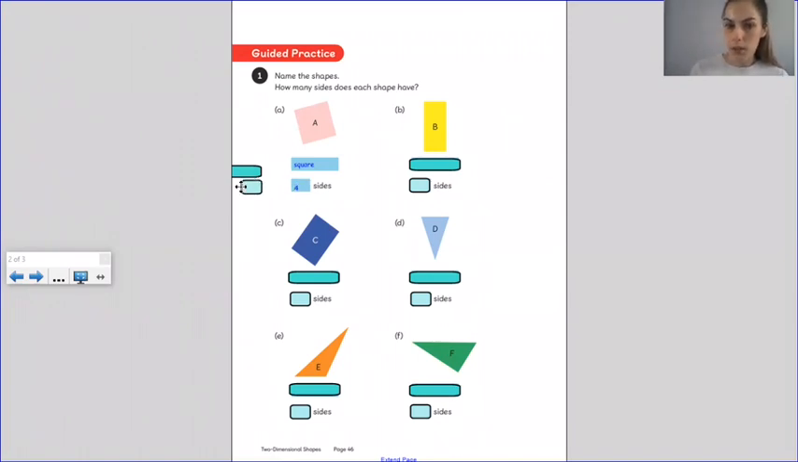It has 4. Right, you ready for this one? If you want time to pause the video, you can. If not, I think we can get through these quite speedily. So I want you to name the shape and tell me how many sides it has.